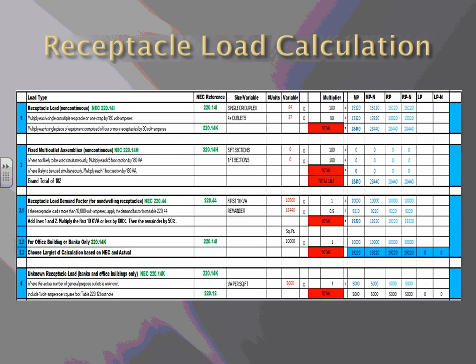I'm going to do the load calculation. We started with the receptacle load calculation per NEC 220.14(I). We had 84 duplex receptacles and 37 quad receptacles, giving us a total of about 28 kVA from those. Then we applied the demand factor. You take the first 10 kVA at 100%, and then we derated the rest at 50%, giving us a total of 19 kVA. Then we added another 10 kVA for the extension and anticipation, giving us 28 kVA.